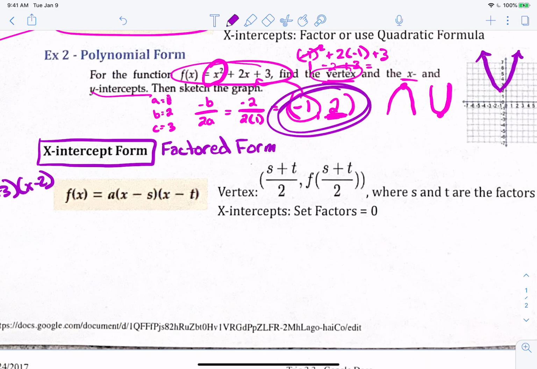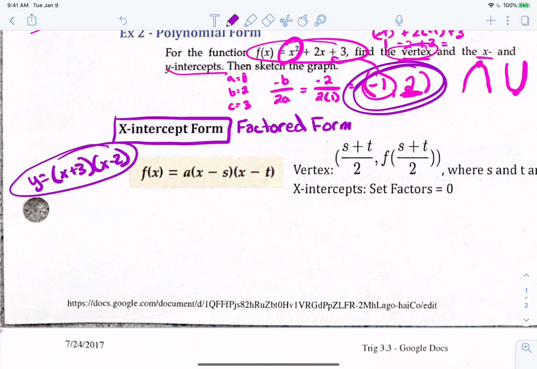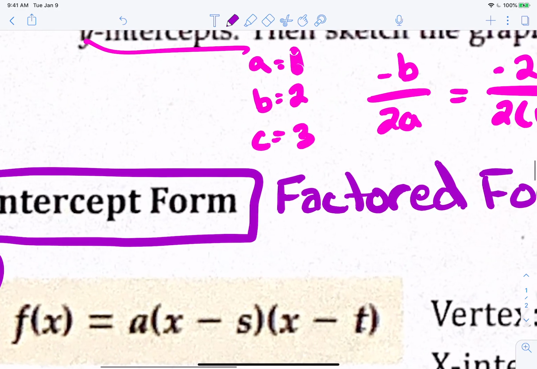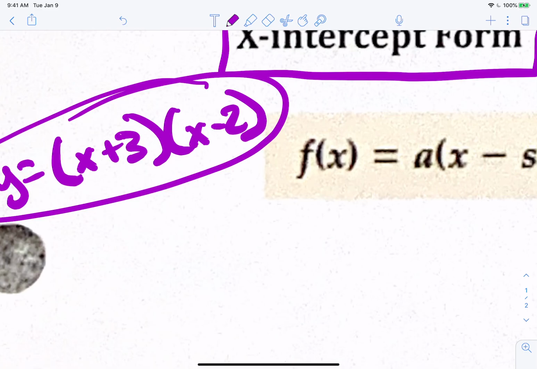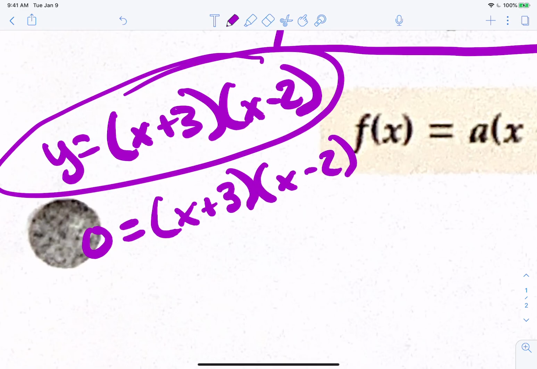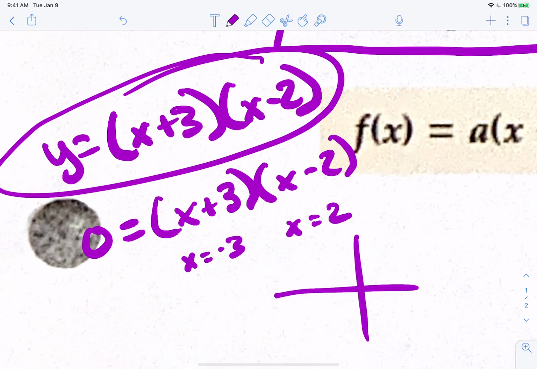X-intercept form. When it's written like this, like x plus 3, x minus 2, it's called x-intercept form or factored form because it's completely broken down. This form is really nice to find the x-intercepts, because if I plug 0 in for y, and I say 0 equals x plus 3 and x minus 2, what are my x-intercepts going to be? X equals negative 3 and x equals positive 2. That makes it really nice to find those.